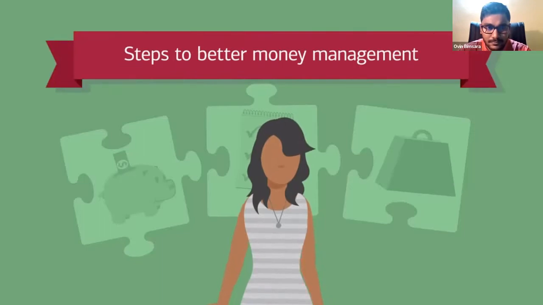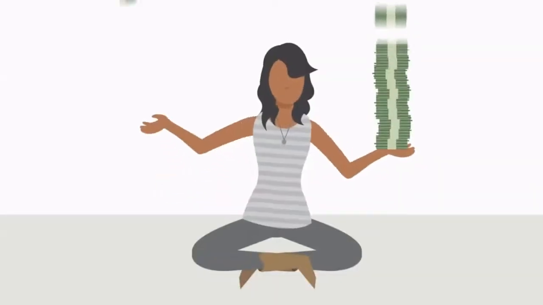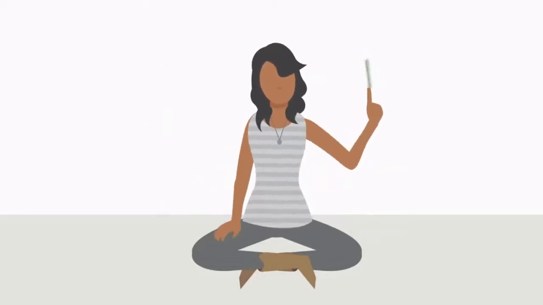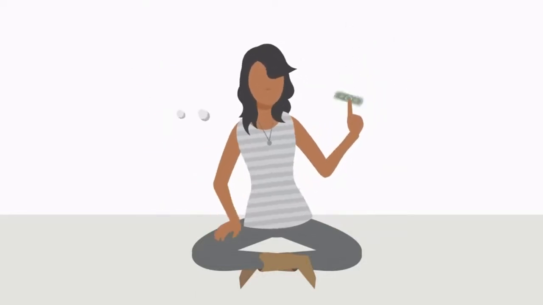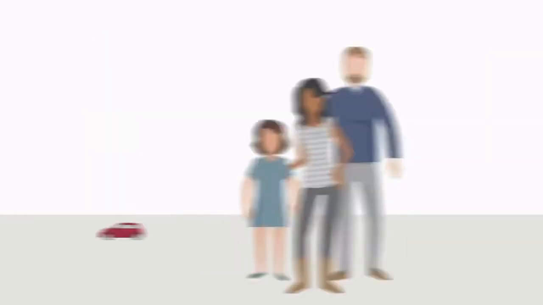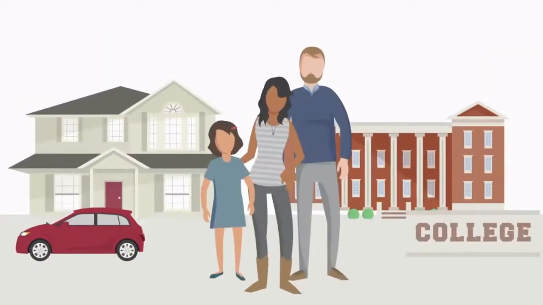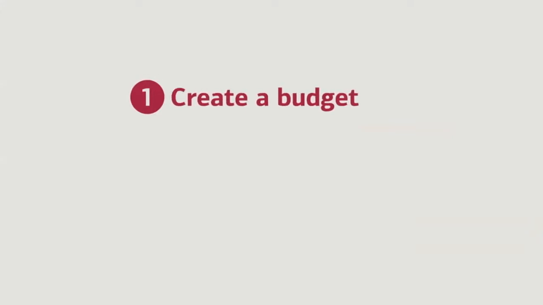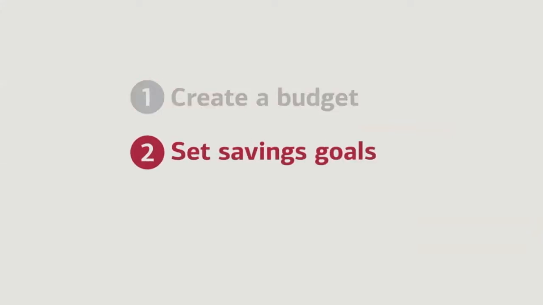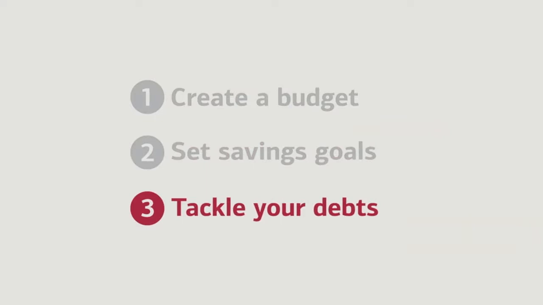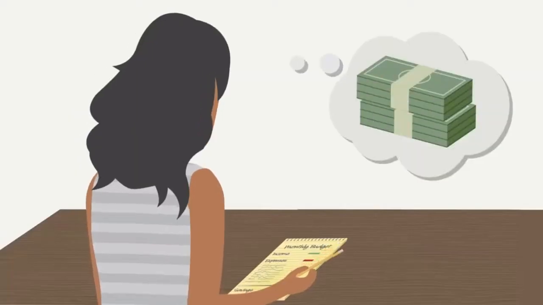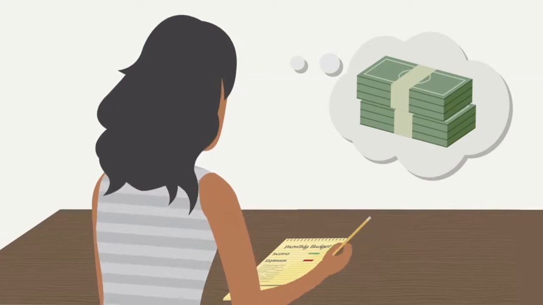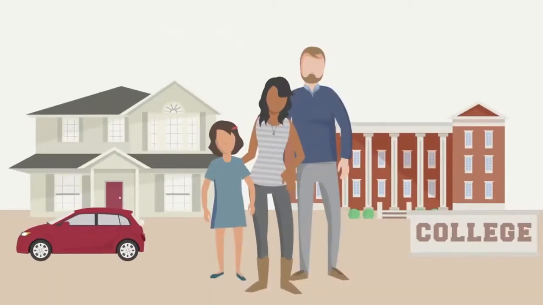There's a misconception that to be good with money, you need a lot of it. Not true. What you need to be good with money is everyday management. Whether you're planning for yourself or for your whole family, there are 3 basic steps you can take to make the most of your money. 1. Create a budget. 2. Set savings goals. And 3. Tackle your debts. When put into practice, these steps can have a big impact, not only on your monthly budget, but on your overall financial future.